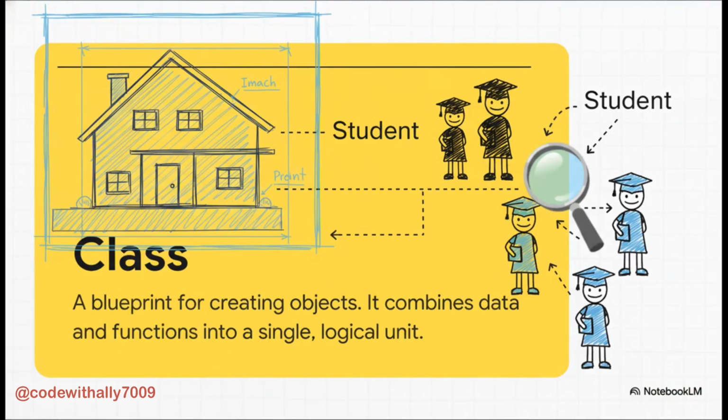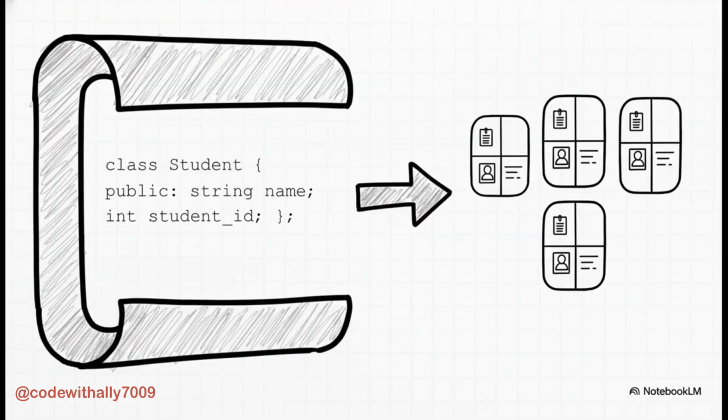So let's grab one of the most powerful concepts from our syllabus, the class. The best way to think of a class is like a blueprint. It's not the house itself, but it's the detailed plan for how to build one. In our case, it's the plan for what a student should look like inside our program. And look at how clean this is. We define a class and we call it student. Inside, we just specify that every single student is going to have a name, which is a string, and a student_ID, which is an integer.